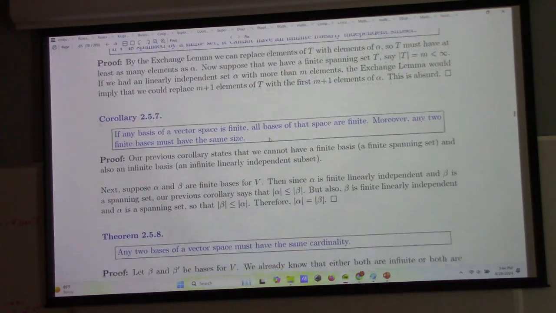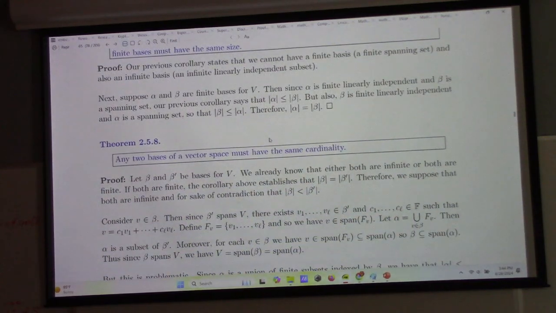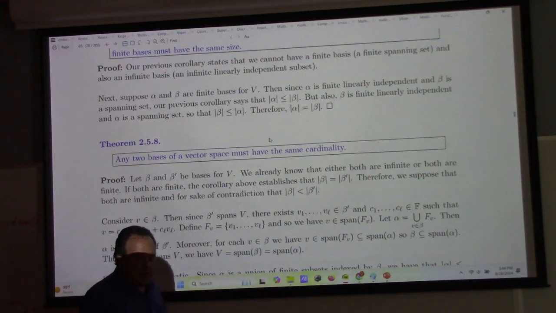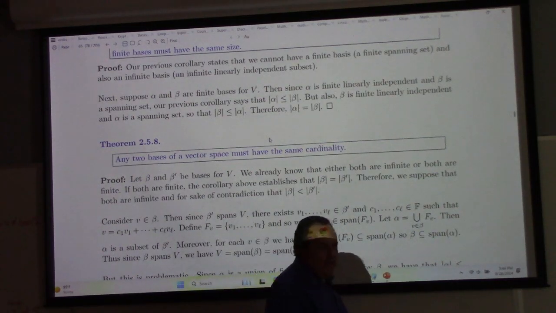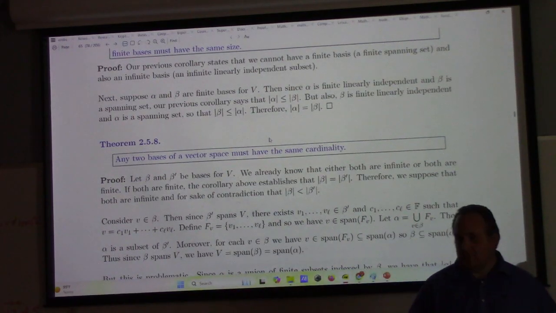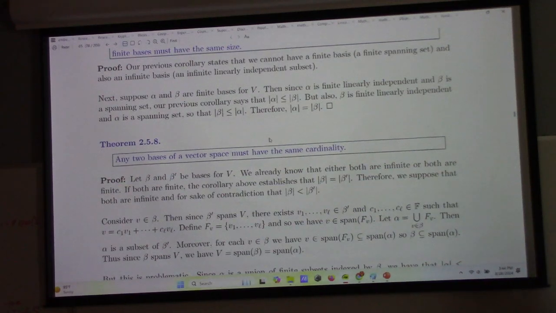Next up is a deeper theorem. Any two bases of a vector space must have the same cardinality. I'm not saying just finite dimensional. All right?